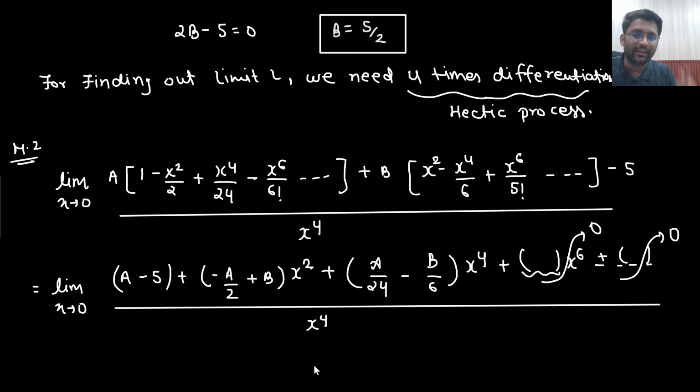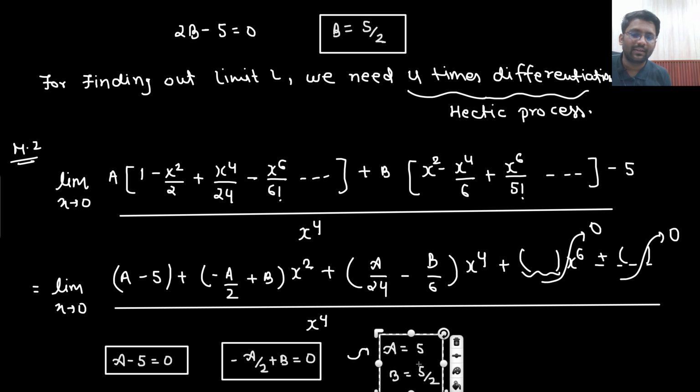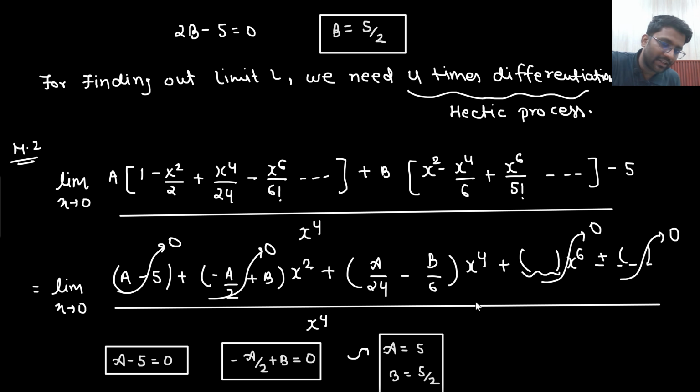Now, if I intelligently think, what if I put a minus 5 equals to 0? And what if I put minus a by 2 plus b equals to 0? Then what will I be left with? If I solve these equations, I am getting a equals to 5 and b equals to 5 by 2. And if I do this, what will I get? This particular thing will go to 0. This particular thing will go to 0. So the only factors you will be left with are x to the power 4, x to the power 6, x to the power 8. And now I know that x to the power 4 and x to the power 4 I can cancel out. And all are tending to 0, which I don't care about. So the only limit I will be left with will be this.